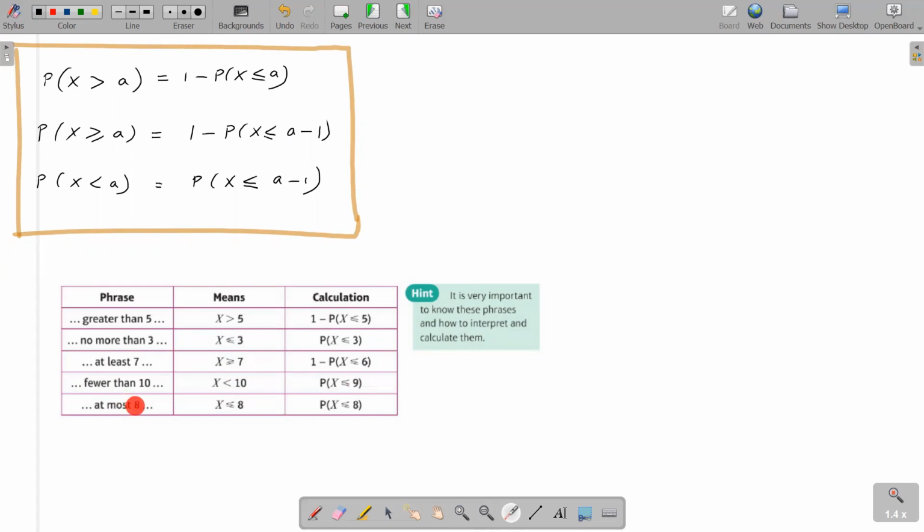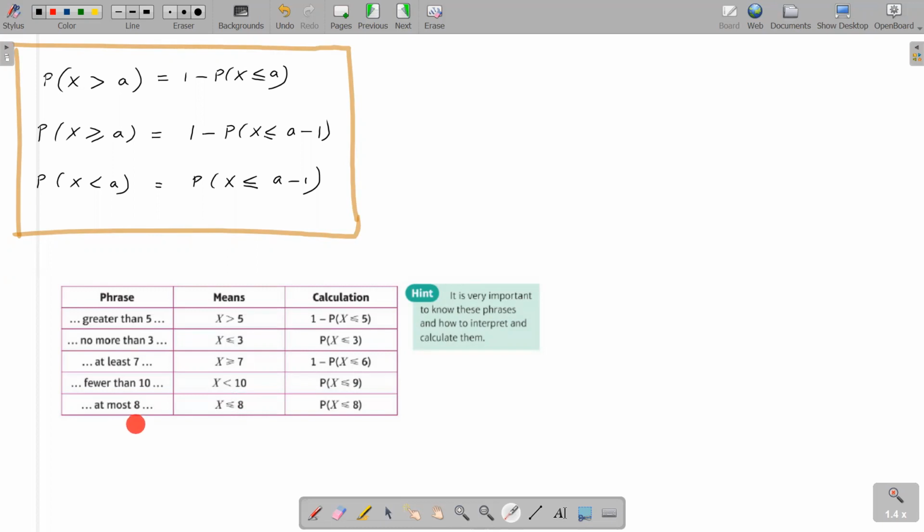What do you mean by fewer than 10? Fewer than 10 means x is less than 10. Can we put less than or equal to 10 when they say fewer than 10? You can't take 10. It should be lower than 10. Can you see? The equal mark is not there at 10. So I'm going with this rule: probability x is less than a equals probability x is less than or equal to a minus 1. So fewer than 10 means x is less than or equal to 10 minus 1, which is 9. Guys, can you understand? And the next one, at most 8.